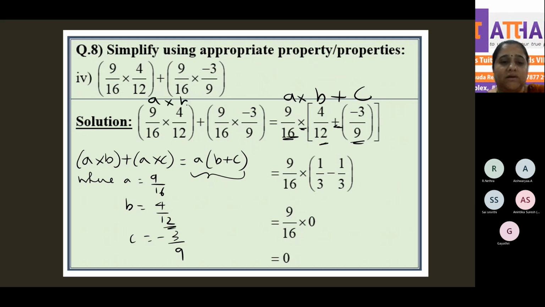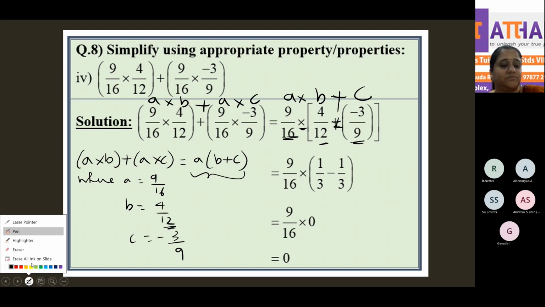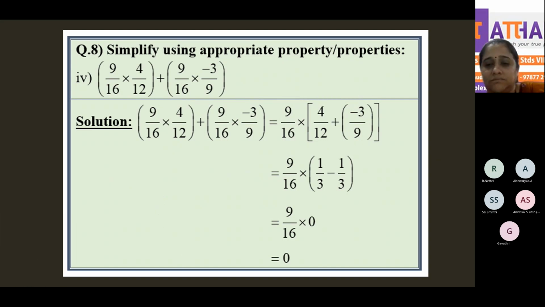This is A into B plus this is A into C. So the answer is A, 9 by 16 into B plus C in the bracket. So B is 4 by 12 plus C is minus 3 by 9. Here 4 ones are 4, 4 threes are 12, so 1 by 3. Plus into minus is minus. Again 3 ones are 3, so 1 by 3 minus 1 by 3, correct? Which is 0.